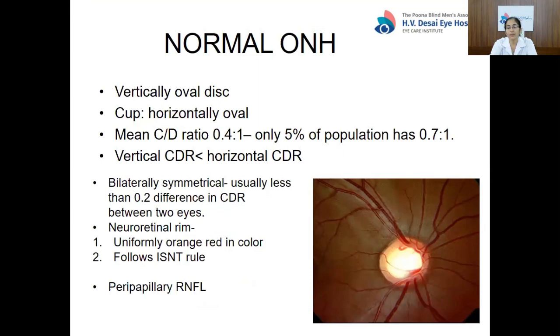The neuroretinal rim is uniformly orange-red in color and follows the ISNT rule. The peripapillary nerve fiber layer appears as refractile striations extending radially from the optic disc. It is thickest at the superior and inferior areas. Hence, the neural rim is also thicker at the superior and inferior poles. Thinning or disappearance of the nerve fiber layer is an important sign of glaucoma.